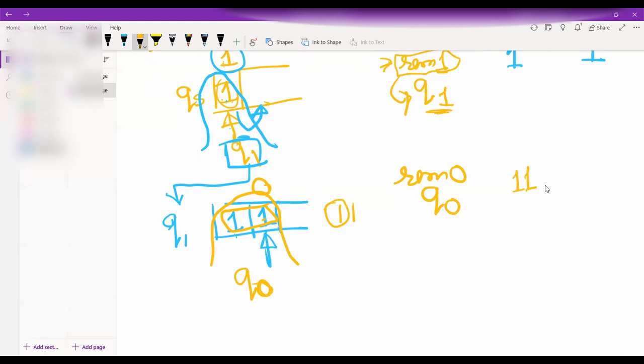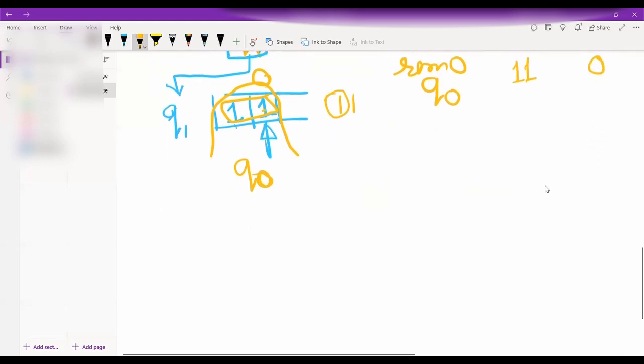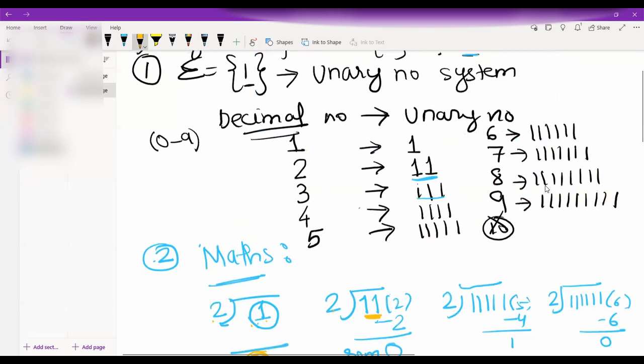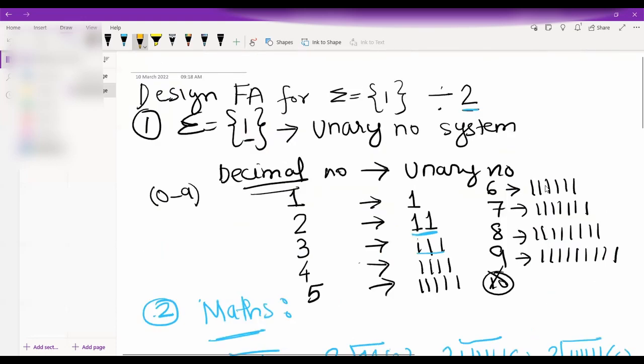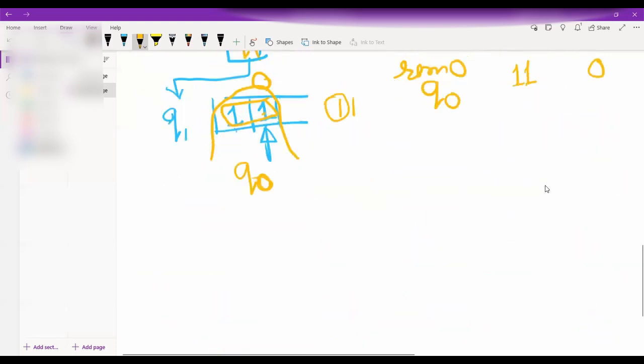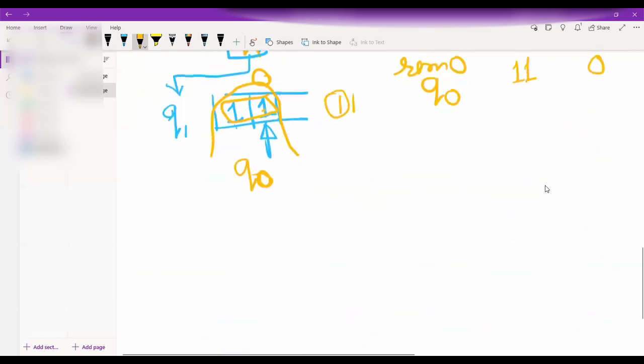What is the output of Q0? It is 0, so we are going to write that here. Now this Q0, which was the resultant state, is according to our question. What was our question? Whether the number is divisible by 2. And this state Q0 represents a remainder 0. That means your number 2 is completely divisible by 2, and this is what we required in our question. So this is our solution, and this will be marked as the final state.